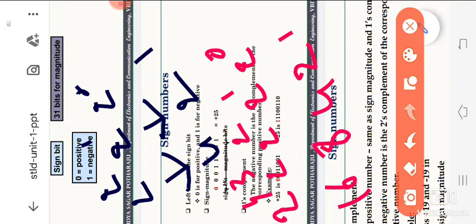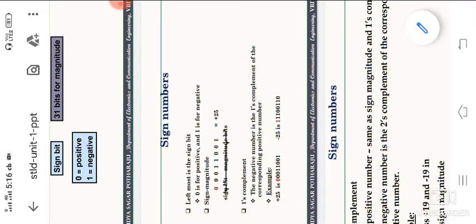Total 7 digits are there: 1 2 3 4 5. This is 2 power 5, that means 32, then 2 power 6. So here 1 0 0 1 1, that is 16 plus 8 plus 1. That is the 25 we are getting.